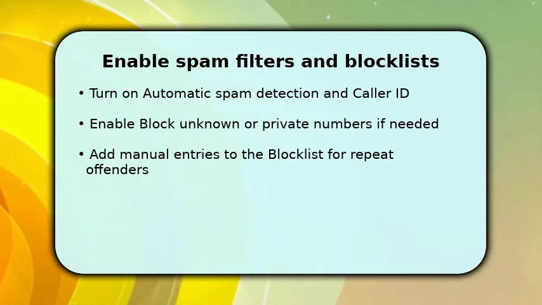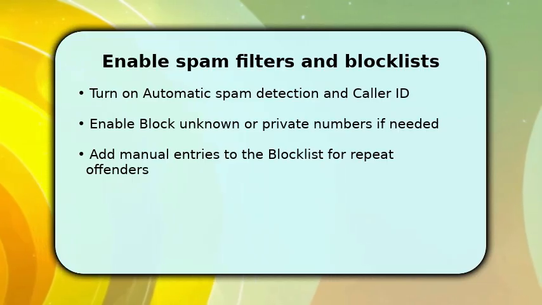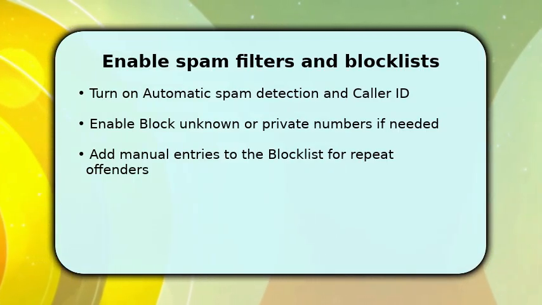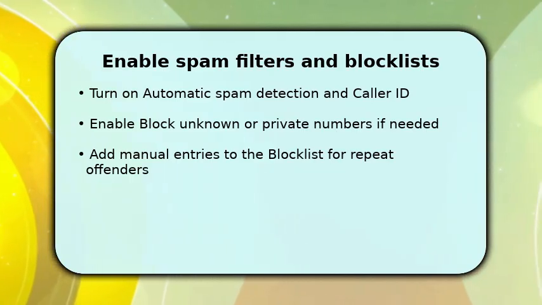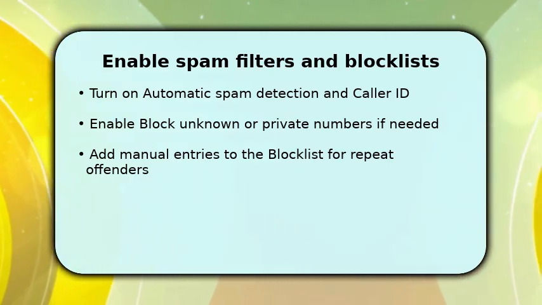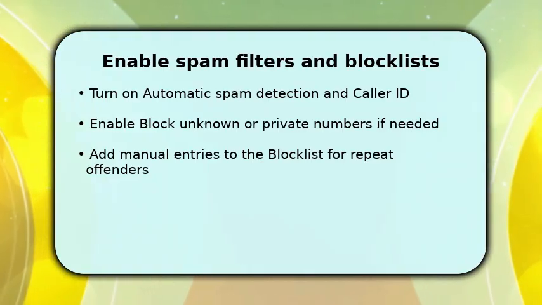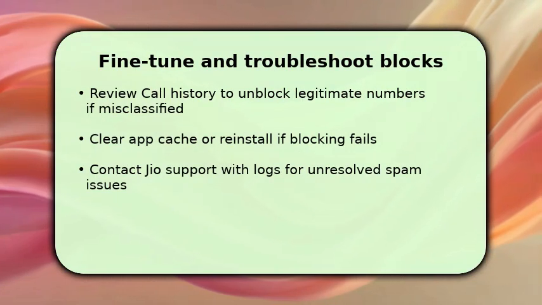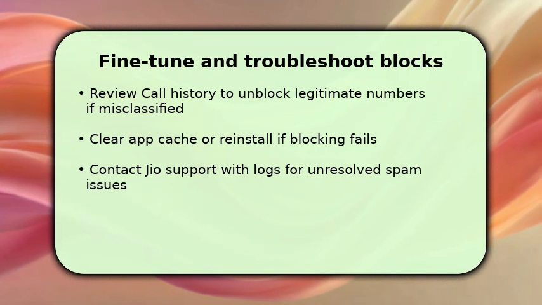Then open the blocklist section and add any persistent spam numbers manually. This ensures repeat offenders never ring your phone. If available, sync with Geo's central spam database. Finally, fine-tune by reviewing recent call history and unblocking any legitimate contacts that were misclassified. This keeps your phone usable.